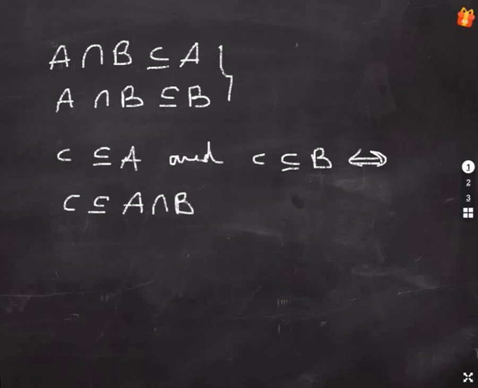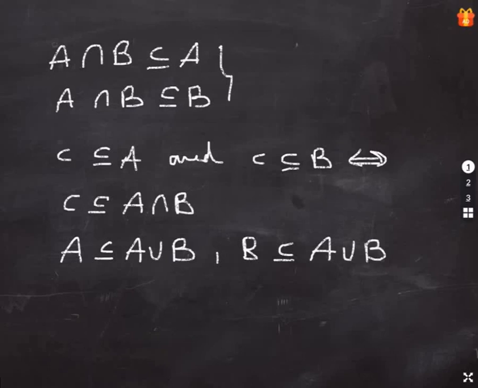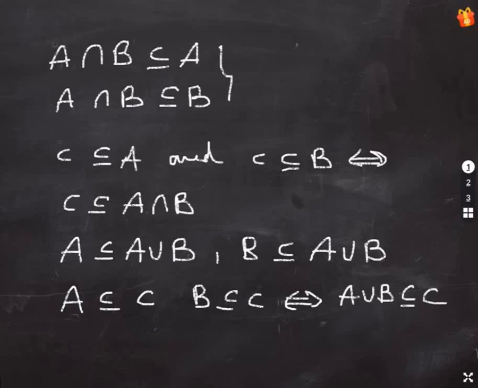Also, you can show that A is a subset of A union B, and that B is a subset of A union B. And to finish with, you can show that A is a subset of C, and B is a subset of C if and only if the union of A and B is a subset of C. So that's the relationship between subsets and unions, etc.